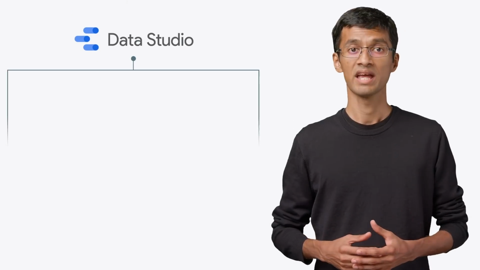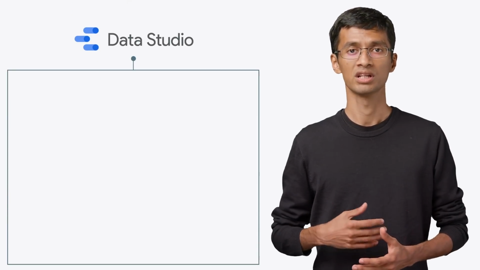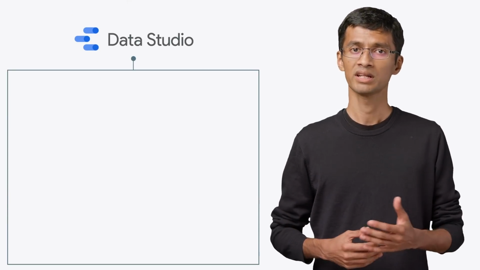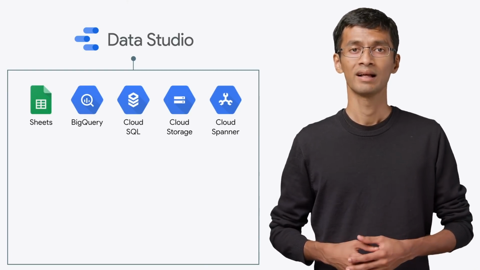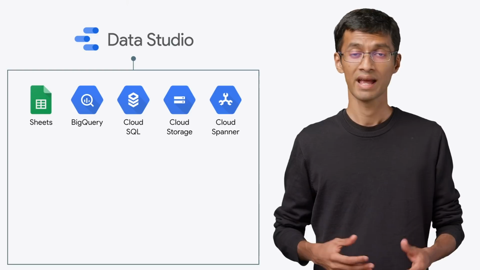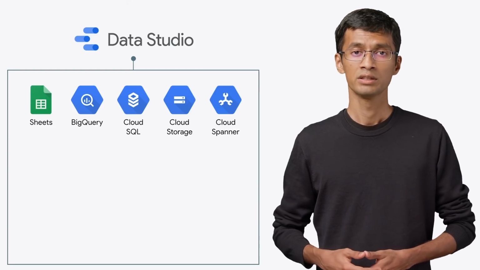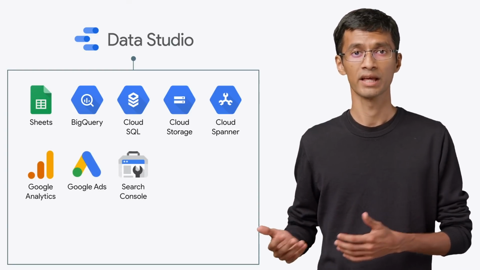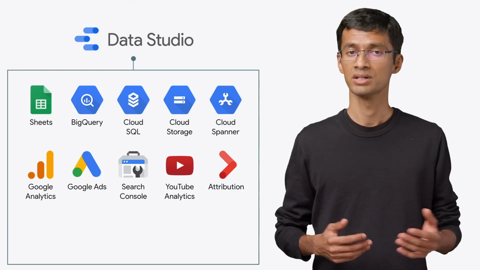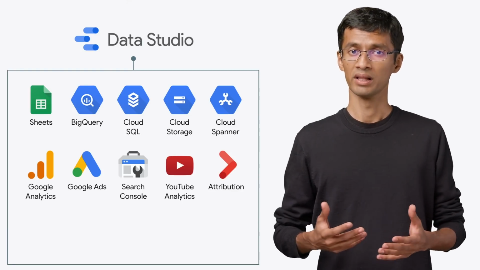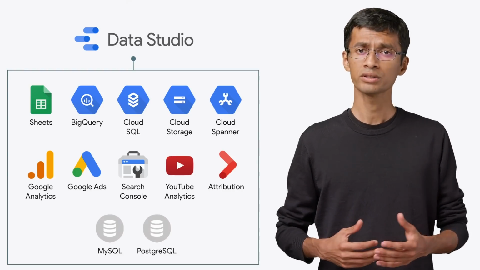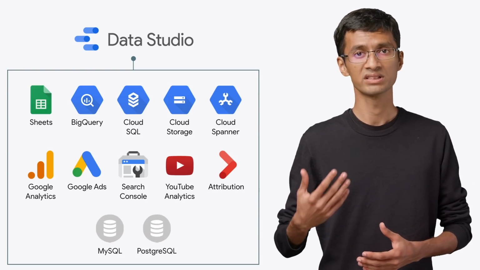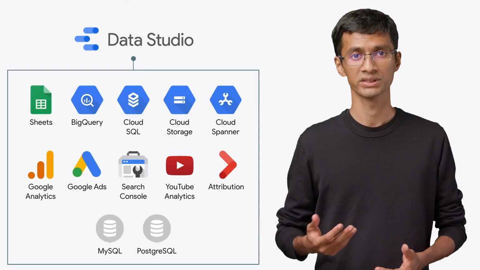Data Studio provides a number of connectors for you to connect to your own data. You can connect to a GCP data source like Sheets, BigQuery, Cloud SQL, Cloud Storage, and Cloud Spanner. You can connect to different Google services like Google Analytics, Google Ads, Search Console, YouTube Analytics, Attribution 360, and more. There are also connectors available to connect to your own instances of MySQL and Postgres.